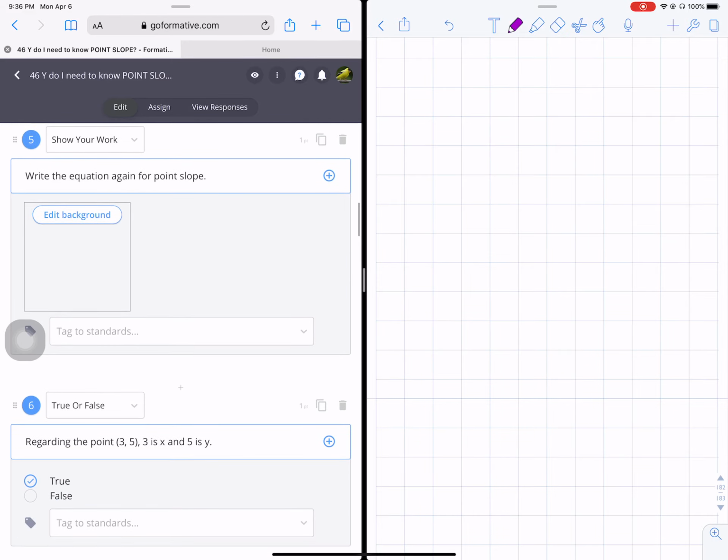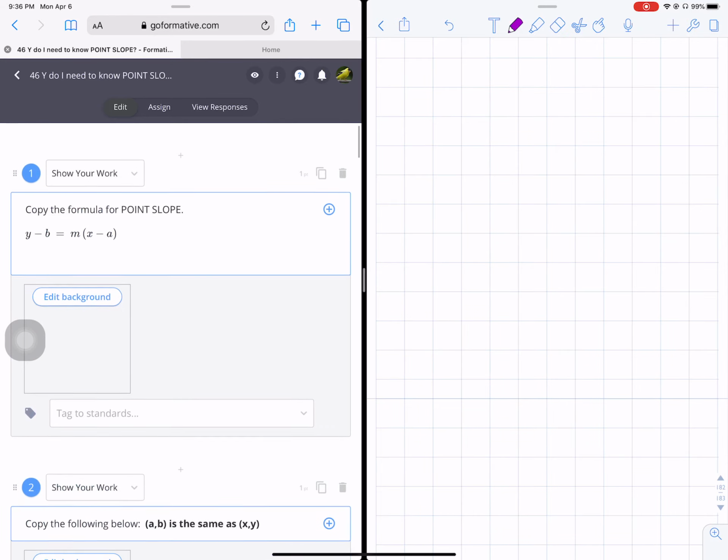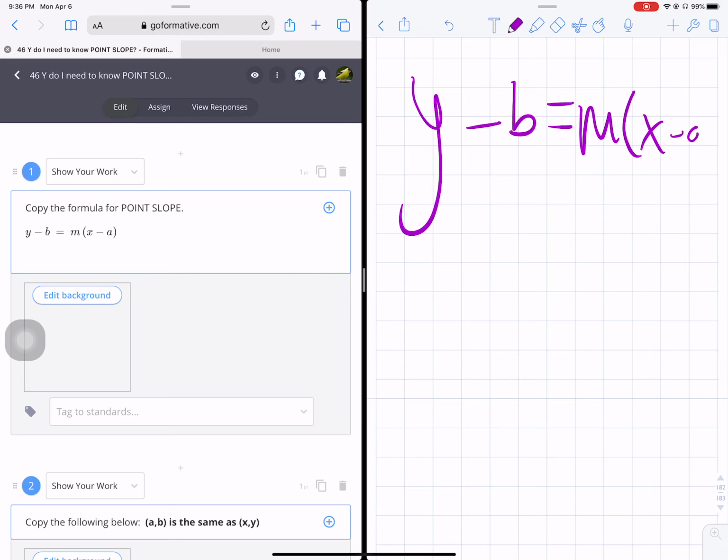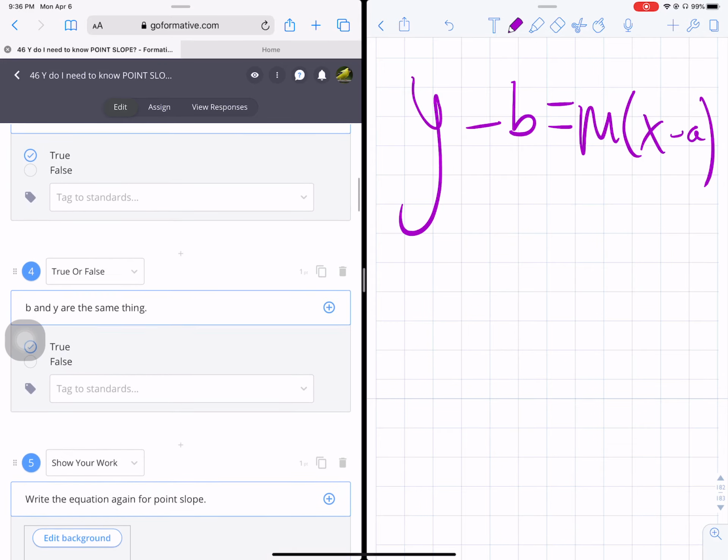Write the equation for point slope. Oh, I forgot it. I don't know it. Okay, there it is. y minus b equals m times the quantity of x minus a. Okay, it's perfect and it's beautiful. Thank you.